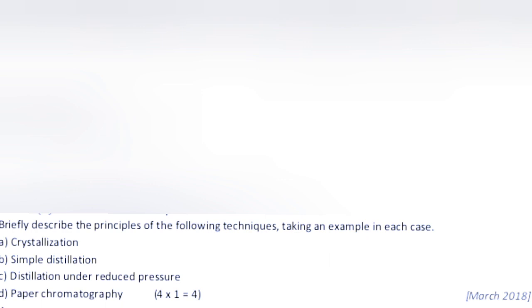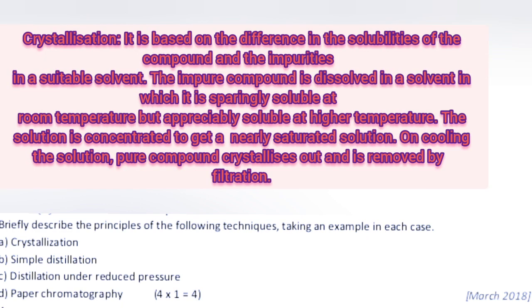Briefly describe the principle of the following techniques, taking an example in each case. A. Crystallization. Answer: it is based on the difference in the solubilities of the compound and the impurities in a suitable solvent. The impure compound is dissolved in a solvent in which it is sparingly soluble at room temperature but appreciably soluble at higher temperature. The solution is concentrated to get a nearly saturated solution. On cooling the solution, the pure compound crystallizes out and is removed by filtration.